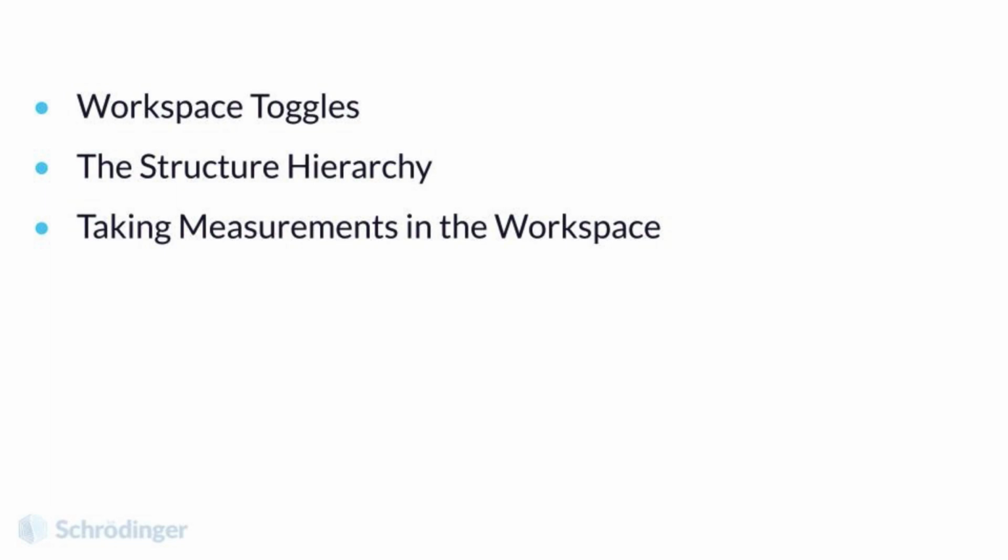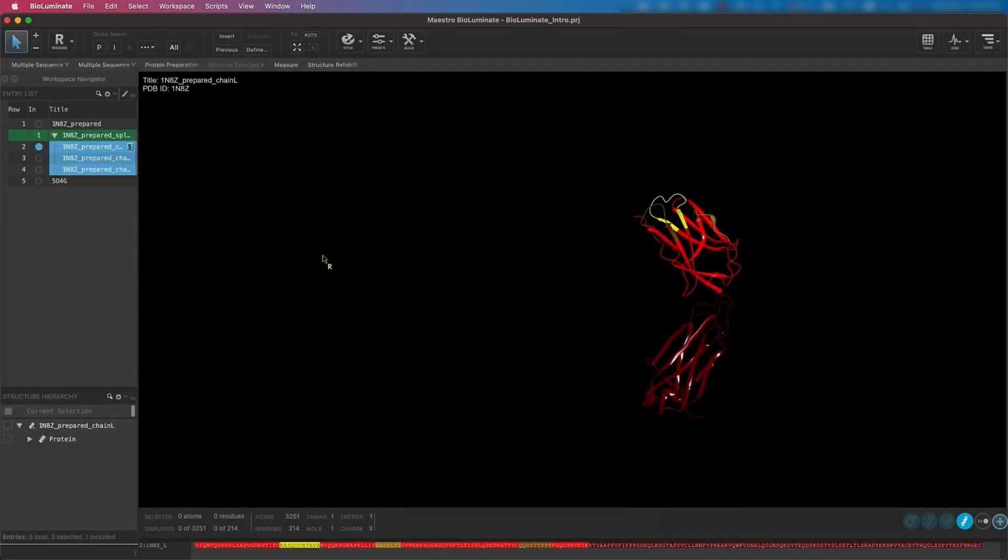In this video, we're going to introduce Workspace toggles, the structure hierarchy, and taking measurements in the workspace. Different toggle features are found in the bottom right corner of BioLuminate. Let's explore them a bit.